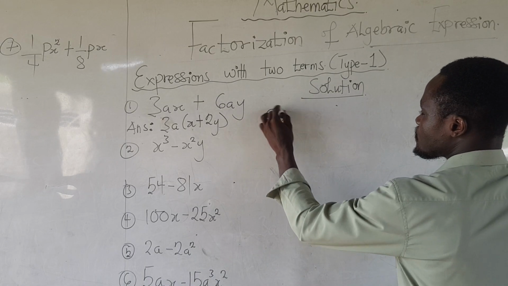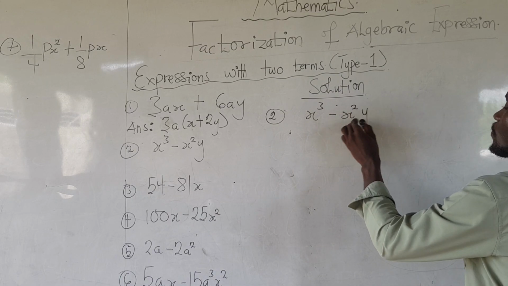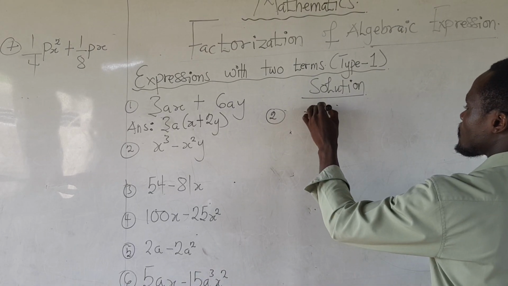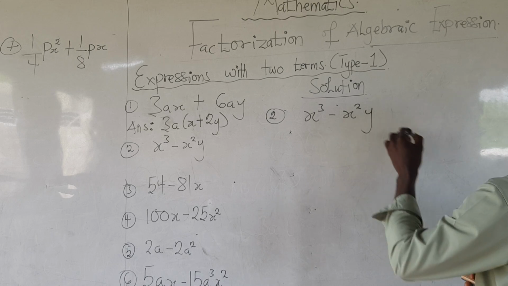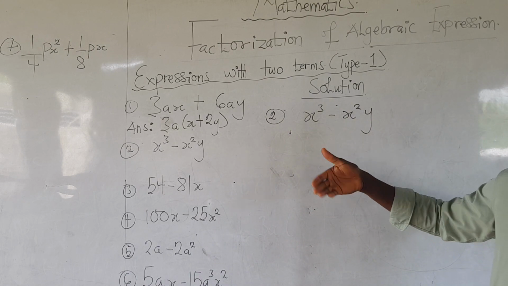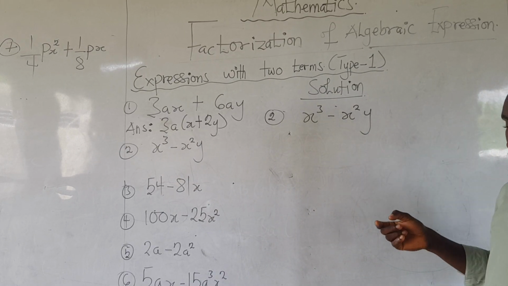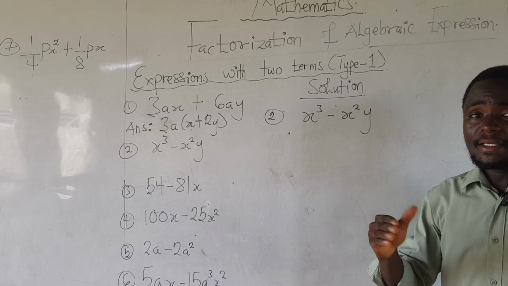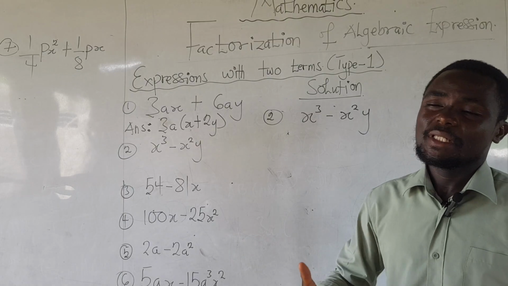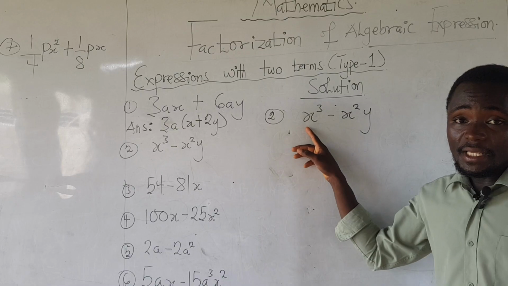Question number 2. I have x cubed minus x squared y. All right, so that is the expression that I have here. Now we are going to factorize this expression, x cubed minus x squared y. For me to be able to factorize this, in the first place, I have to get what we call the common term or the common member. When we say common member, we are referring to a term that can be found within the first term and the second term.